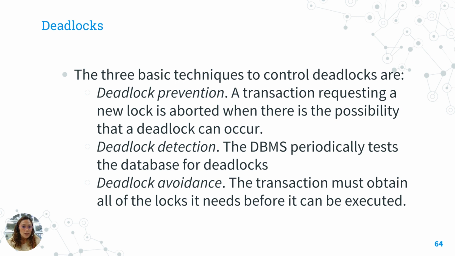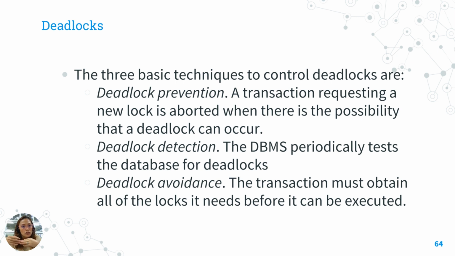Okay. So we have three basic techniques in controlling deadlocks. We have deadlock prevention, deadlock detection, and deadlock avoidance. When we say deadlock prevention, the transaction requesting a new lock is aborted when the lock manager, the scheduler, can detect that there is a possibility that a deadlock can occur. That is before the transaction has been granted the lock.